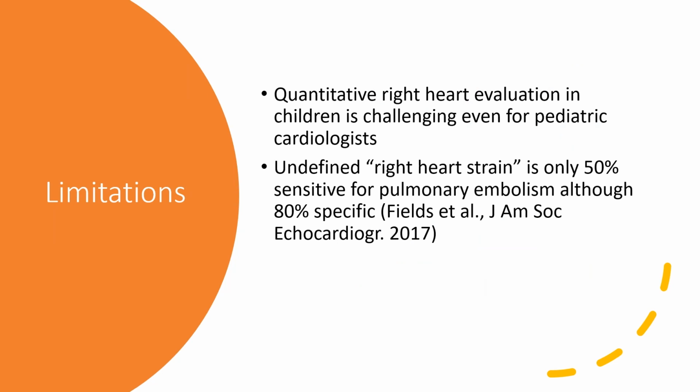Like I said, the big takeaway are the qualitative looks that we can get here. Right heart strain, which is a pretty nebulous term, but to me that means RV dilation, evidence of RV hypertension, potential reduction in RV systolic function, is not super sensitive for PE. It is pretty specific.